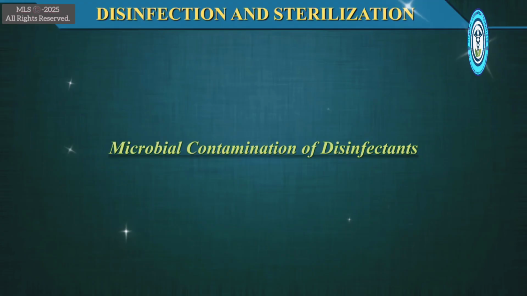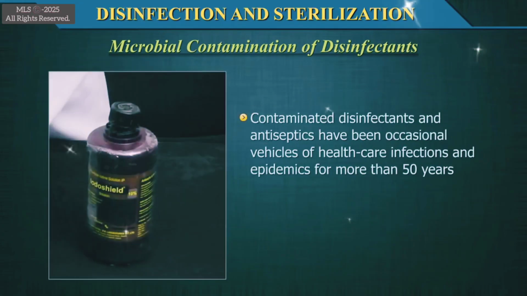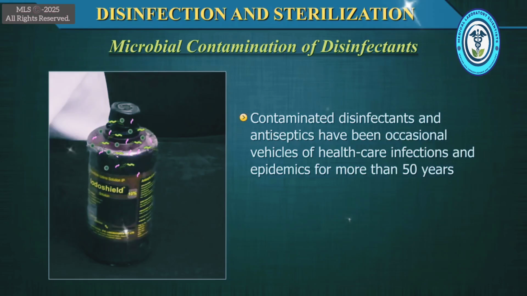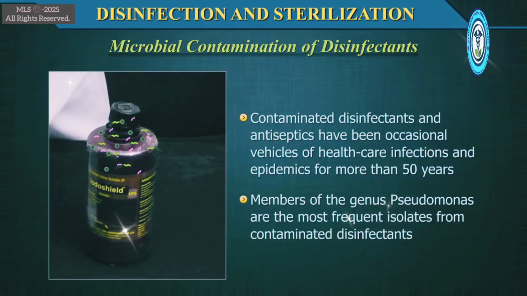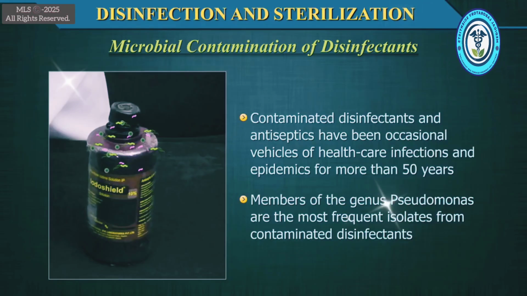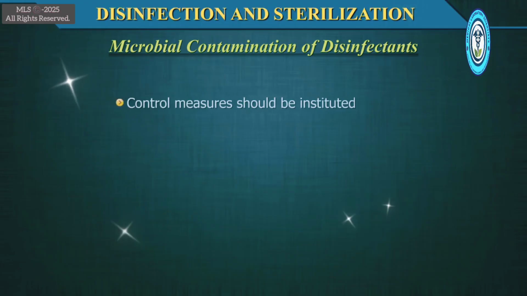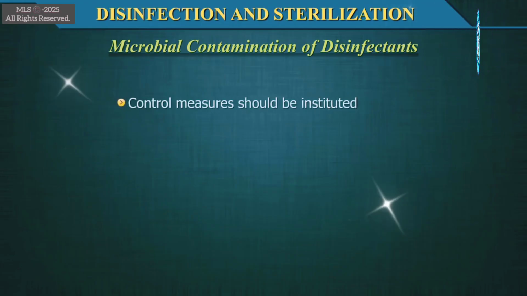Microbial contamination of disinfectants. Contaminated disinfectants and antiseptics have been occasional vehicles of healthcare infections and epidemics for more than 50 years. Members of the genus Pseudomonas are the most frequent isolates from contaminated disinfectants, recovered from 80% of contaminated products. The following control measures should be instituted.